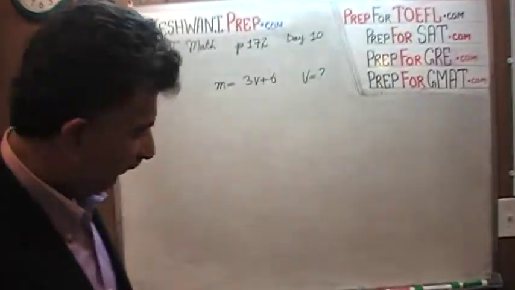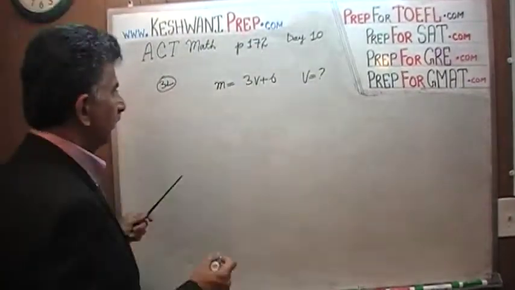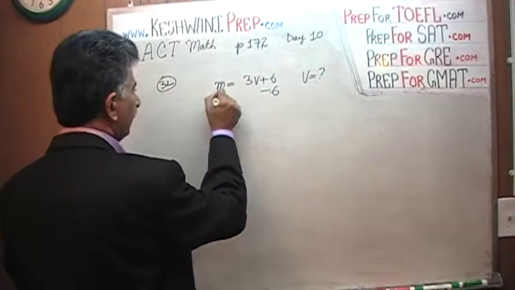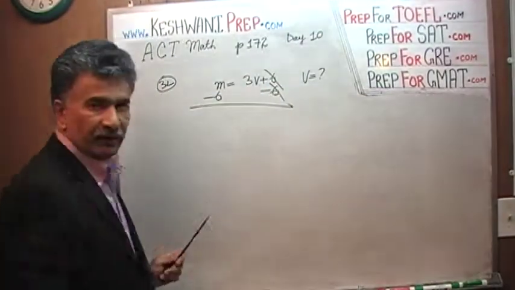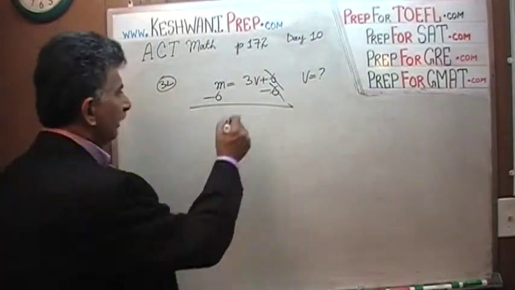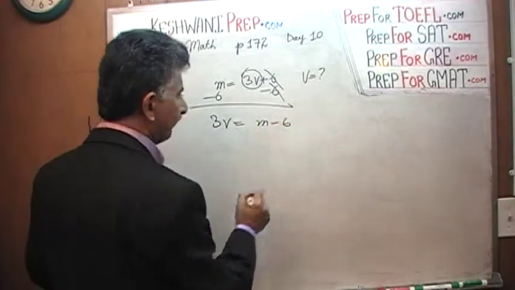So we just have to solve this equation for the letter v. Let's bring everything else on this side so we can have the v by itself. Let's subtract 6 from both sides. These 6's cancel out, and here we end up with m minus 6, and we end up with 3v here. So 3v equals m minus 6.